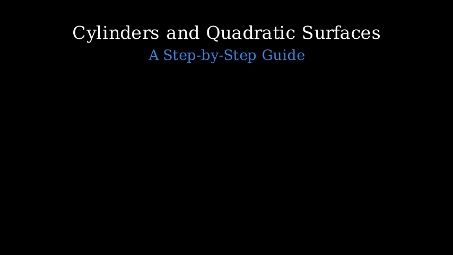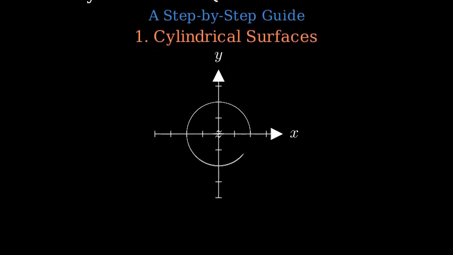Let's begin with cylinders. A cylinder in three-dimensional space is generated by taking a plane curve, called the directrix, and extending it along a straight line, called the axis, that is perpendicular to the curve's plane. For example, if we have a curve in the xy plane given by f of x, y equals 0, then the cylinder with axis parallel to the z-axis would be described by the same equation f of x, y equals 0, with z ranging over all real numbers. This means the surface looks identical no matter what z value you choose.